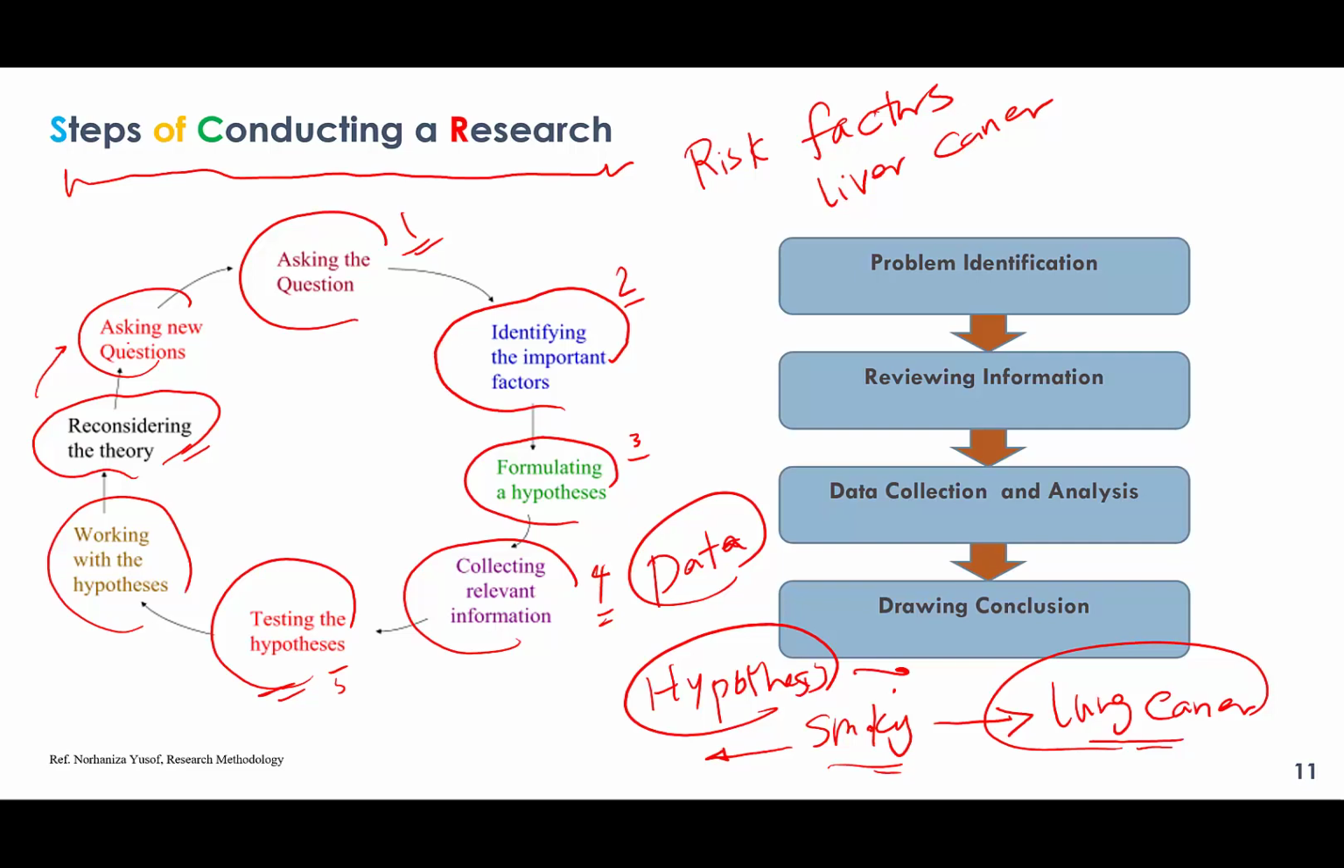So we see that this is a very nice cycle. Or in other terms, problem identification, which is really important. Many young students ask me, what should I do for a good research? I always tell them to think about the questions that motivate you most. This is the most important thing. Then reviewing information, data collection, a really important part, analysis, and drawing conclusions. These are the steps of conducting research.